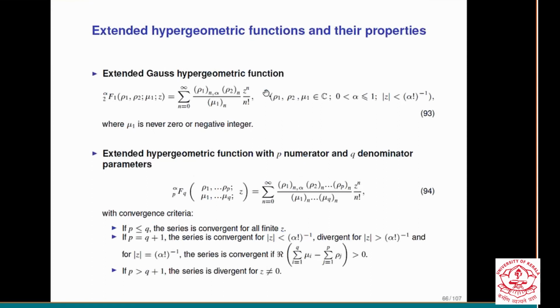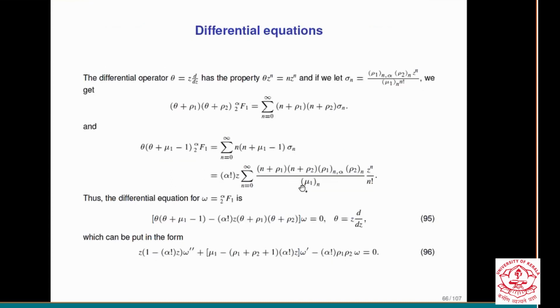This is a Pochhammer symbol, and here is the extended hypergeometric function with q numerator and q denominator. So our results are here, with rho 1 and alpha. Due to this alpha, some property has been changed. So now conditions are given for the convergence of this extended Gauss hypergeometric function.